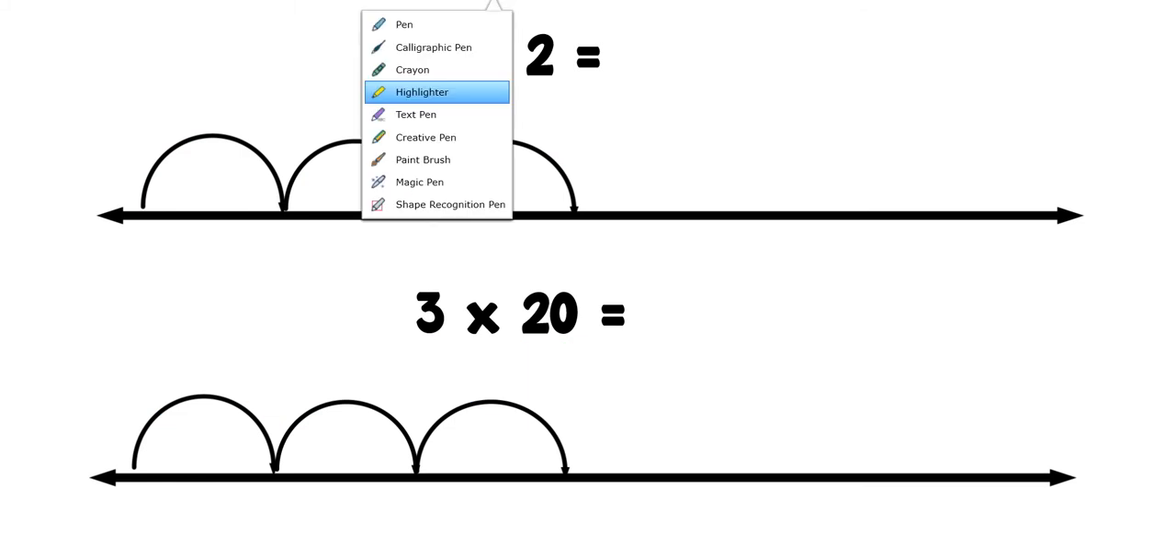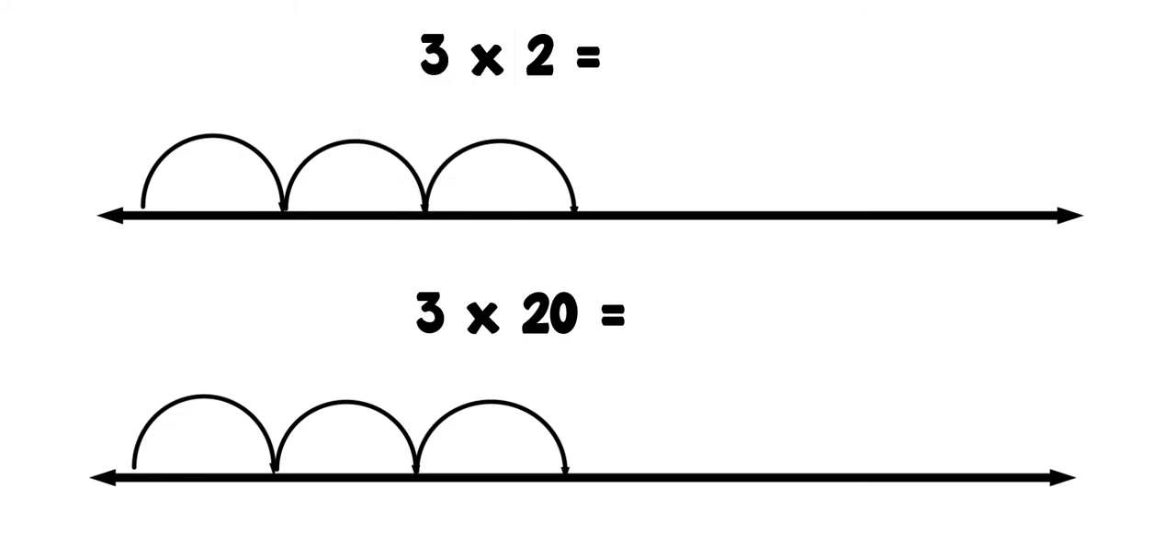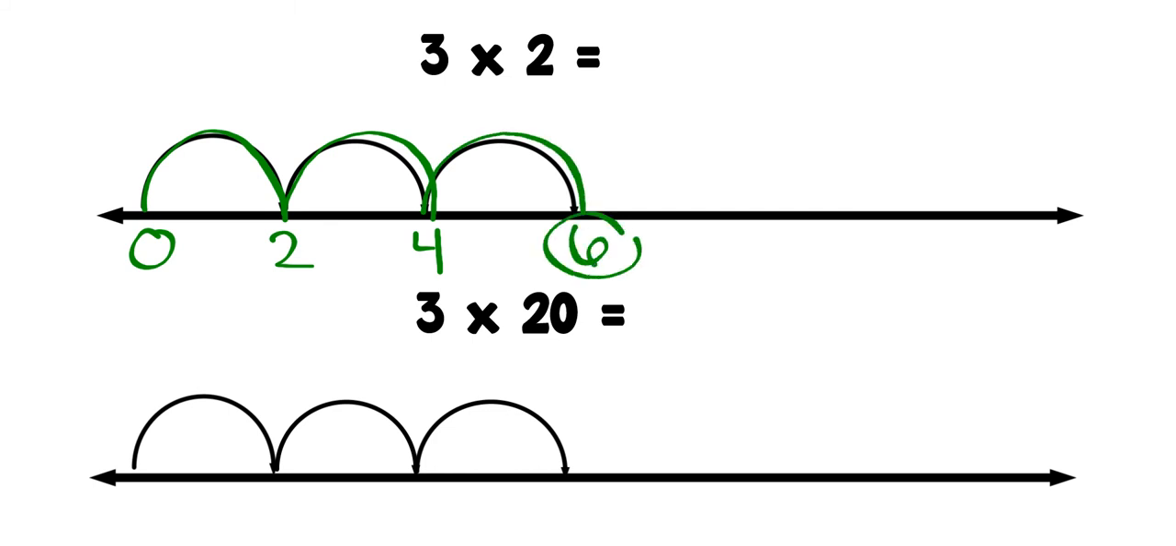Here I have the problem 3 times 2. So let's go ahead and take 3 jumps of 2, starting at 0 on the number line. One jump of 2 will get me to 2. 2 jumps of 2 will get me to 4. And the third jump of 2 will get me to 6, which would be my answer.